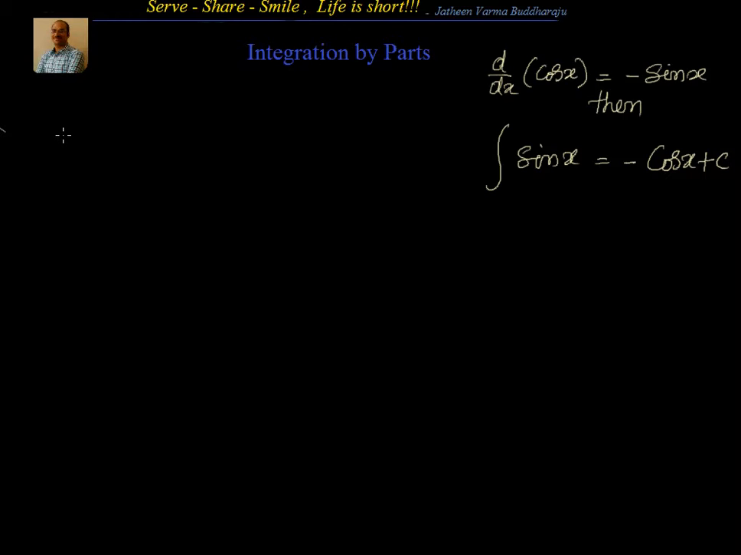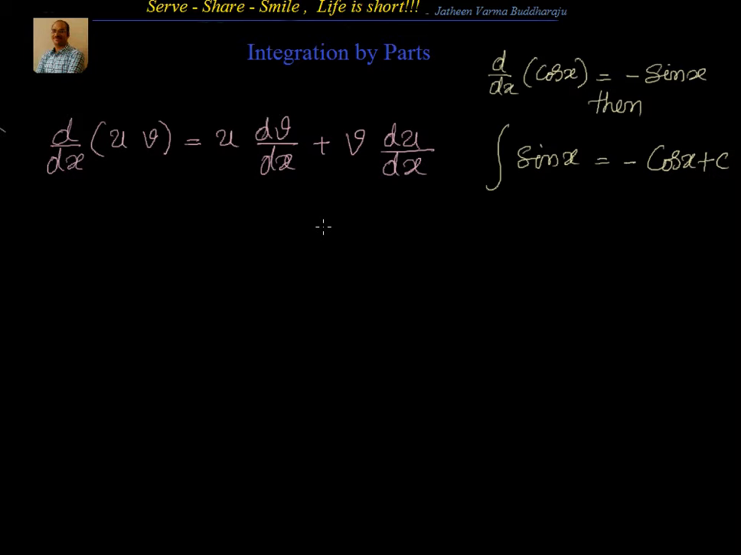Now we know that the product rule says that if you want to find the derivative of the product of two functions u into v, then it's nothing but u into dv by dx plus v into du by dx. This is what we know. Suppose I have to find the derivative of x sin x, I will say x into the derivative of sin x plus sin x into the derivative of x. That is what we know.